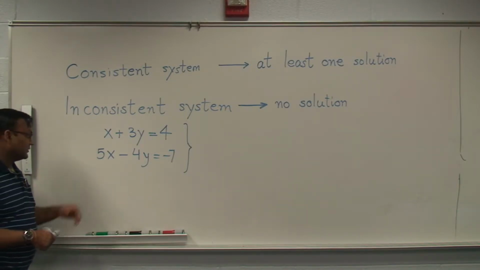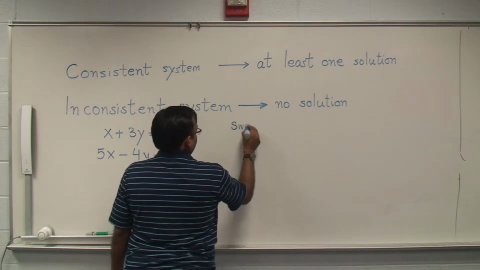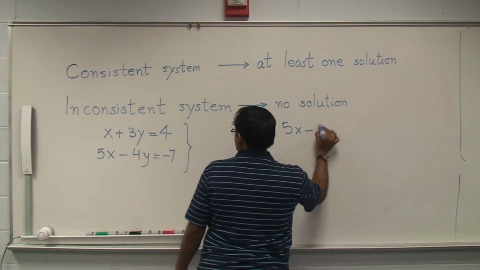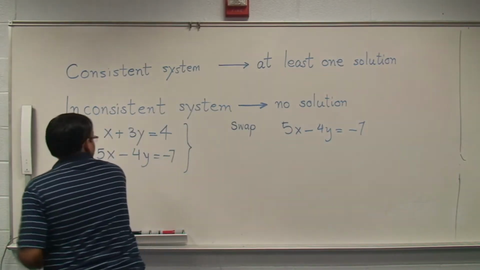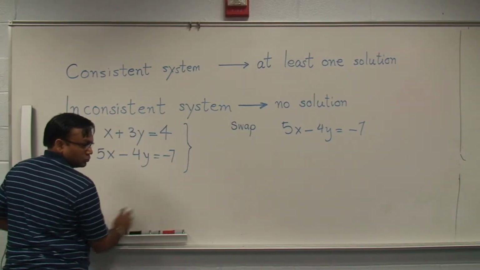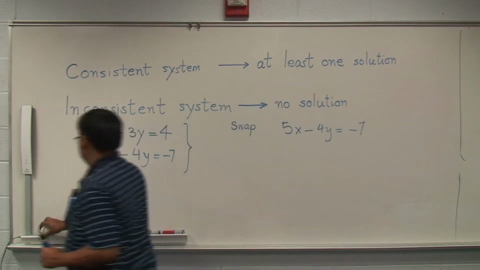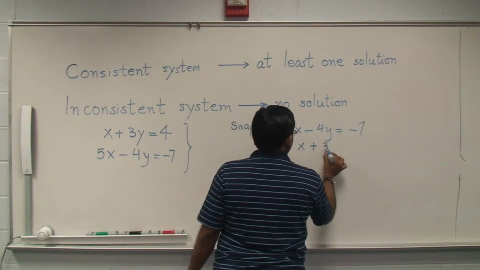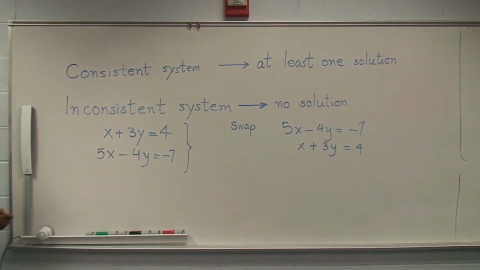Suppose I write this equation first, 5x minus 4y. So suppose I swap it. So I write 5x minus 4y equal to minus 7, and then I give you x plus 3y equal to 4. Will the swapping make any difference in the solution set?